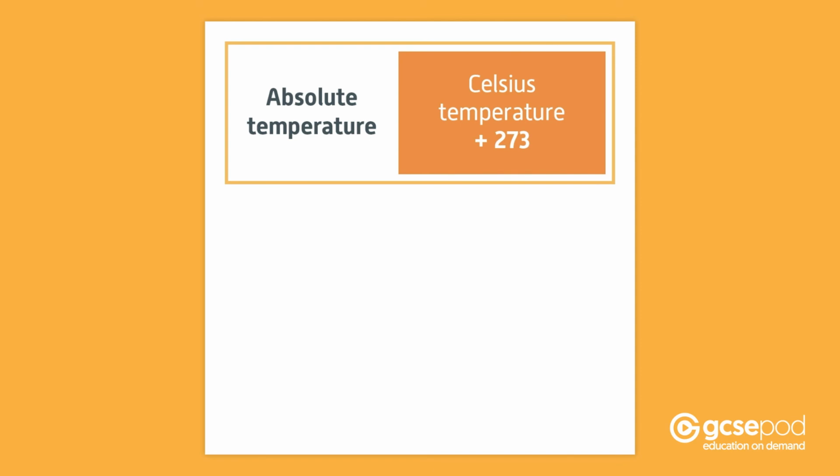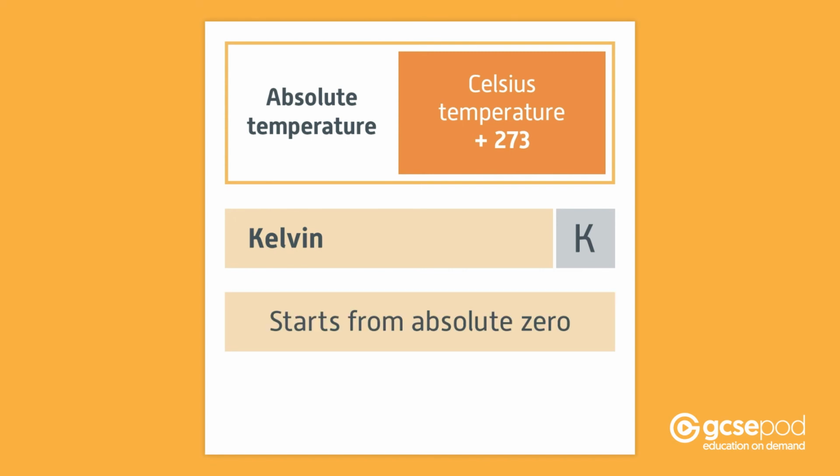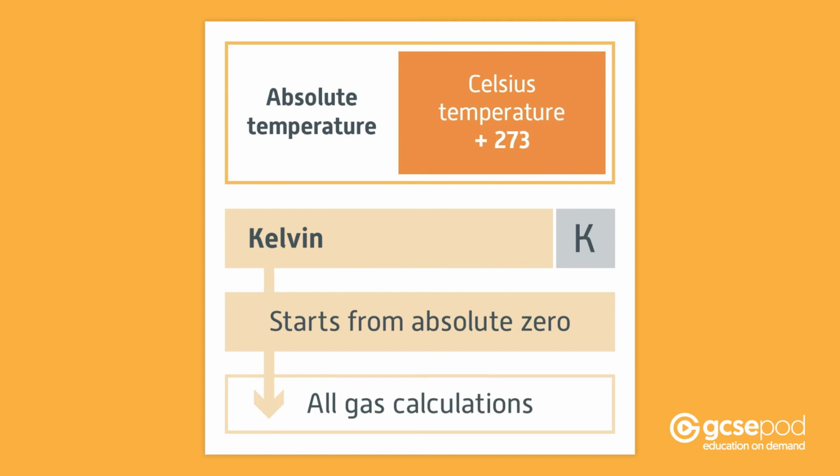Absolute temperature is the Celsius temperature plus 273. Absolute temperature is measured in Kelvin, which has the unit capital K. The absolute temperature scale starts from absolute zero. Remember, all gas calculations must use temperature in Kelvin.